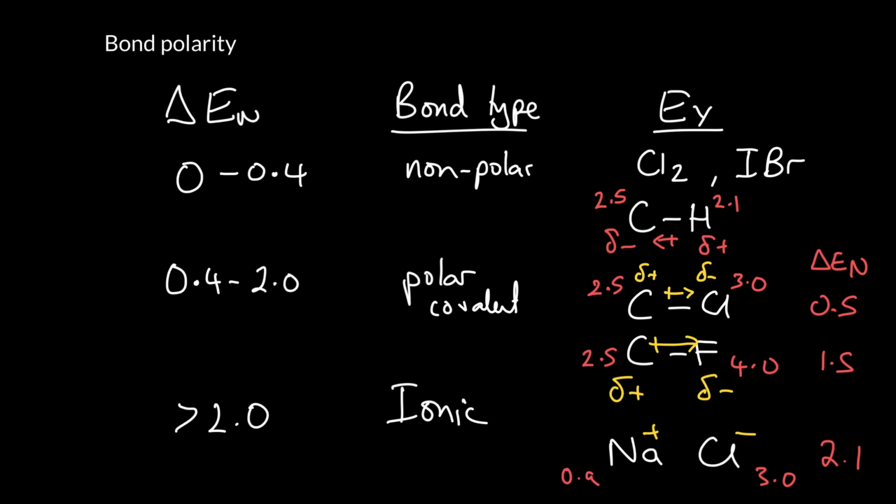So why do we have these hard cutoffs? Well, honestly, we've got to pick somewhere for there to be a cutoff. I don't think it's worth arguing too much about whether it's 0.4 or 0.3 or 0.5. Some books say 1.7, 1.8, 2.1 for the polar-ionic cutoff. I'm not sure it matters too much. Let me just show you one quick chart and then we'll put this to rest.